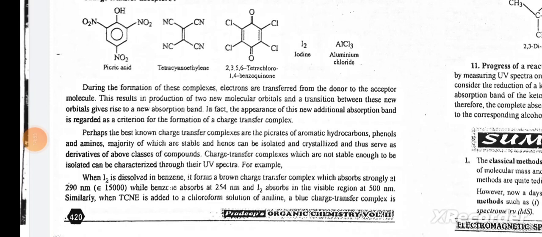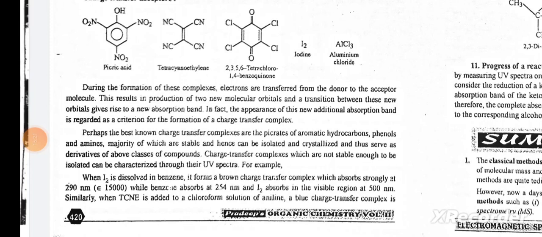Perhaps the best known charge transfer complexes are the picrates of aromatic hydrocarbons, phenols and amines, the majority of which are stable and hence can be isolated and crystallized and thus serve as derivatives of the above classes of compounds. Charge transfer complexes which are not stable enough to be isolated can be characterized through their UV spectra. For example, when I2 is dissolved in benzene, it forms a brown charge transfer complex which absorbs strongly at 290 nm, while benzene absorbs at 254 nm and I2 absorbs in the visible region at 500 nm.